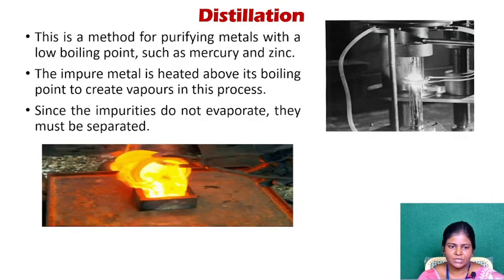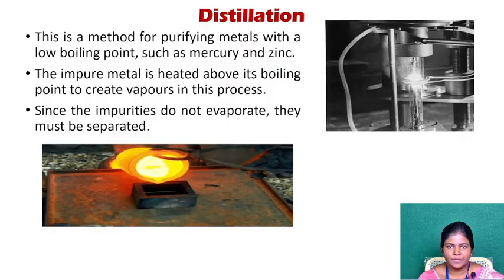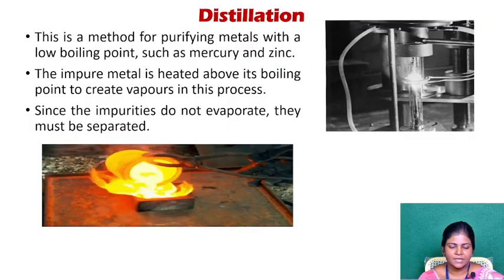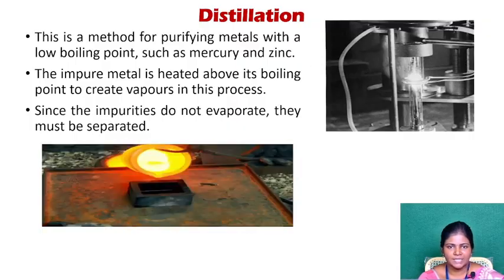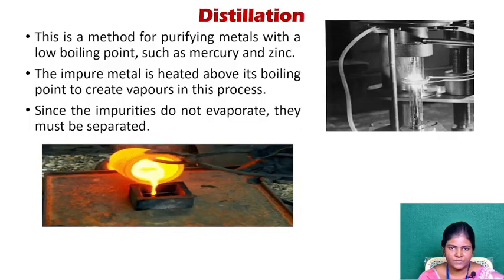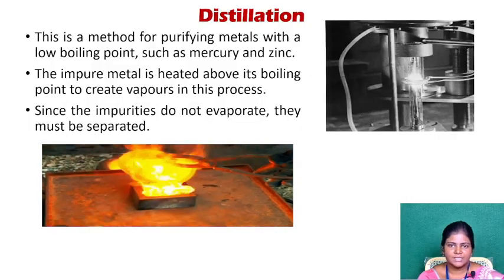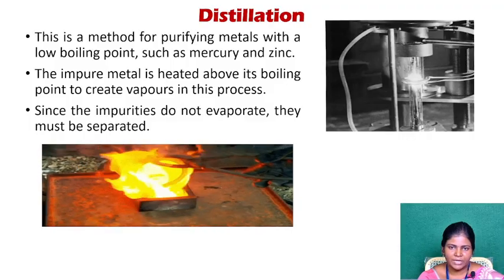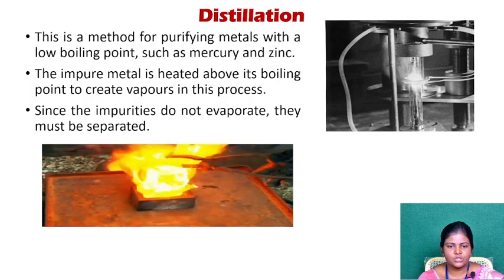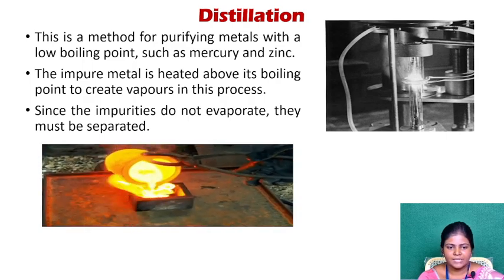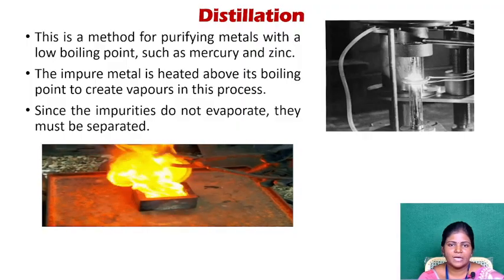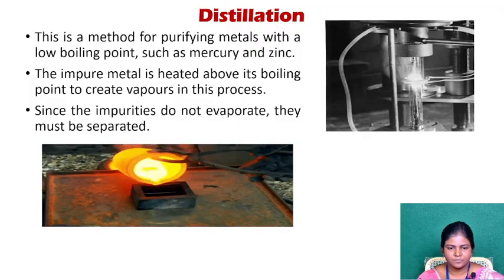Then distillation. This is a method for purifying metals with low boiling point such as mercury and zinc. Here the impure metal is heated above its boiling point to create vapors. In the process of distillation, the metal is heated to reach its boiling point and the vapors are created, and since the impurities do not evaporate, they can be easily separated. This is one of the methods for refining metals.